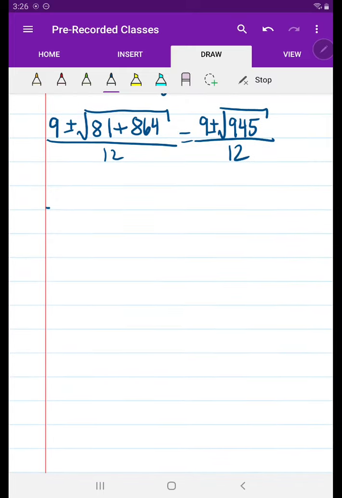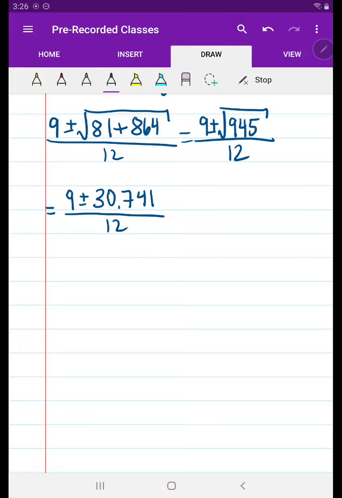So then going down here, we have 9 plus or minus, and if I take the square root of 945, I get 30.741. We'll cut it off at 3 decimal places. So 30.741, and that's over 12.